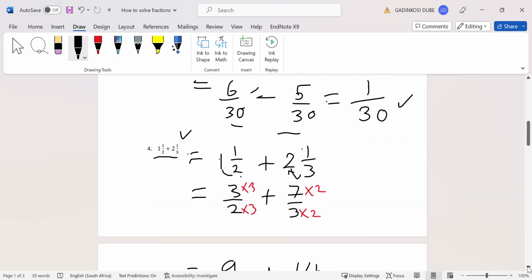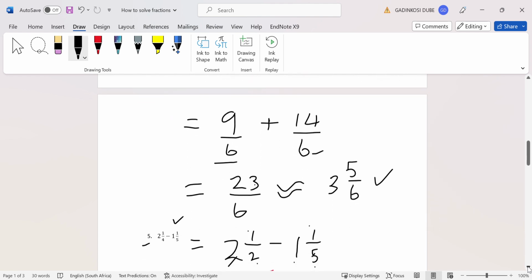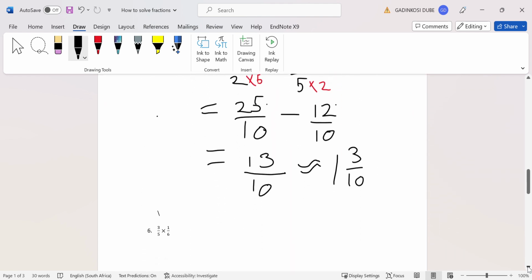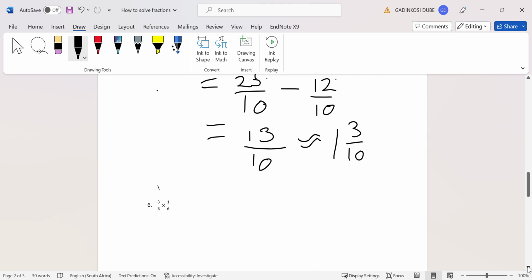Now let's look at a different case. Now this is a case of multiplication. Now what do you do if you're given a multiplication case? Now multiplication is straight to the point. You do not have to find any common multiples. You just work out the fractions as given. For example, now let's look at number 6. You've got 3 over 5 multiplied by 1 over 6.